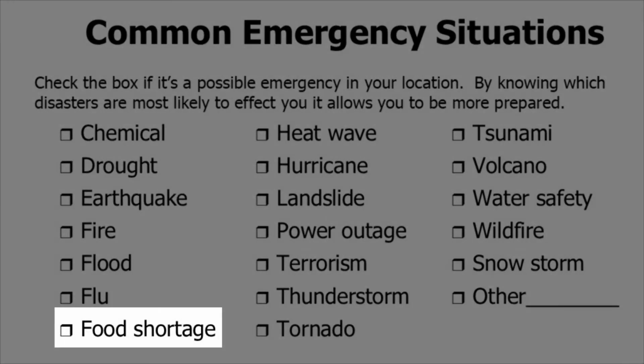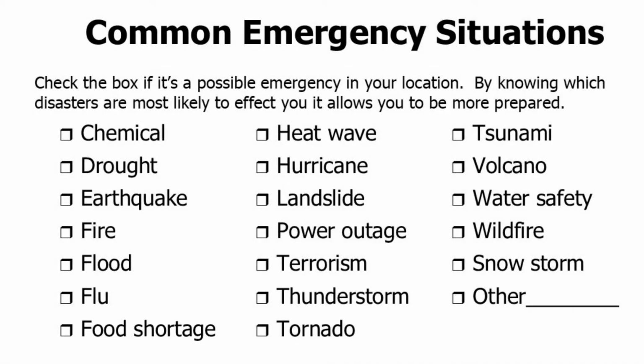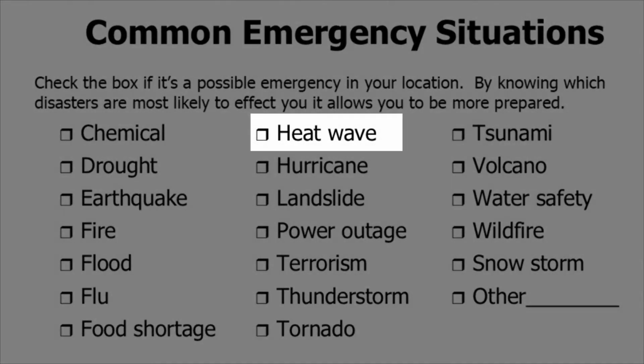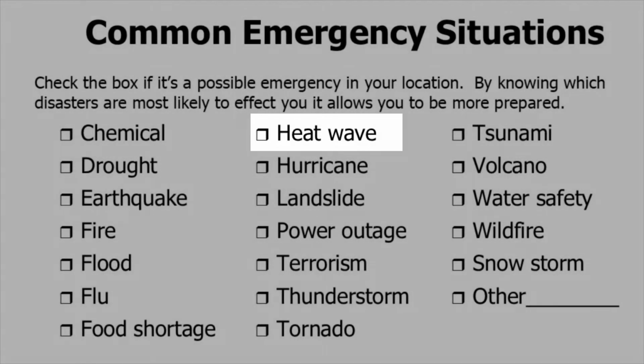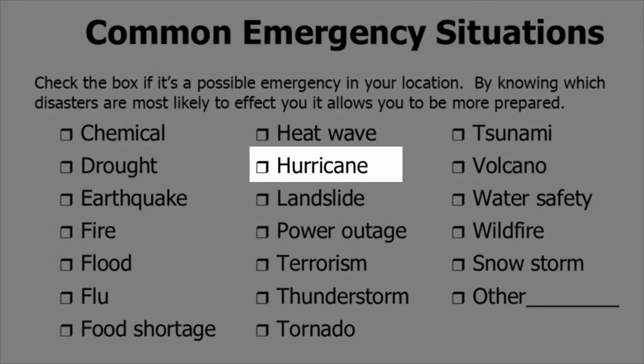Food storage. This might be a disaster for some individuals because they don't have easy access to food because they live in a rural area or it's a long ways to the grocery store. Heat wave. Heat wave can be a disaster because it might get too hot that it makes it really hard for you to function, or you might not have access to AC or any other way to cool down. Hurricane.